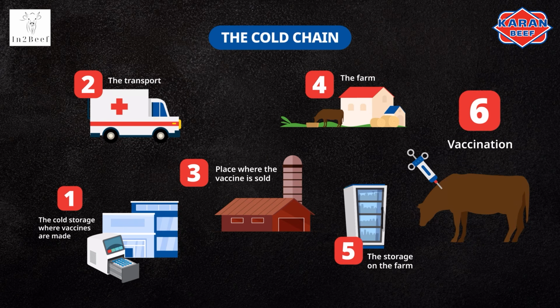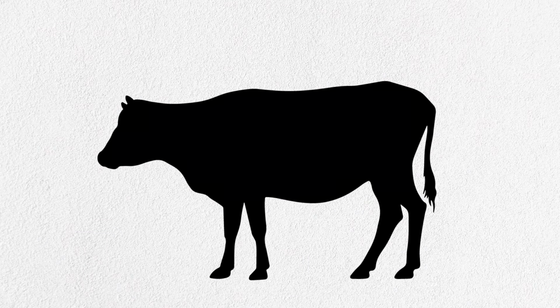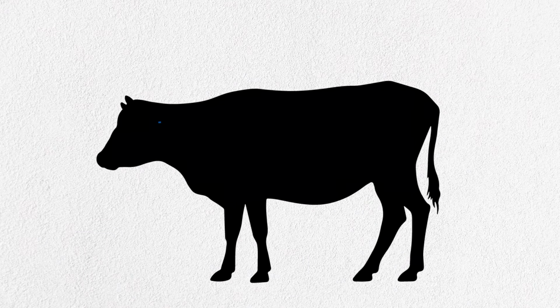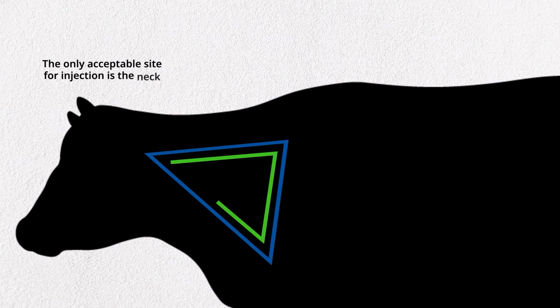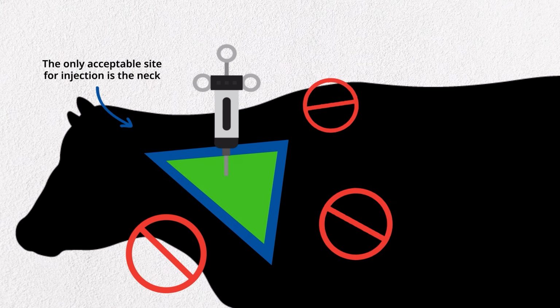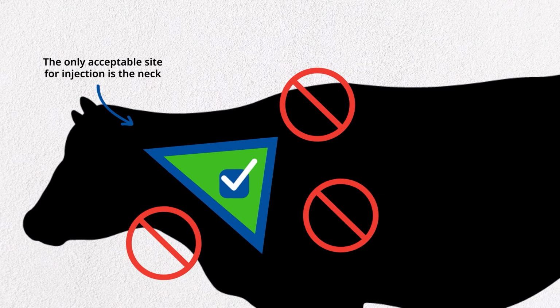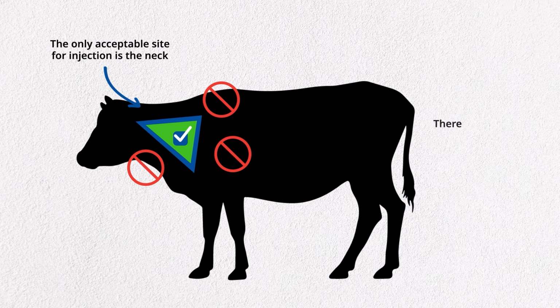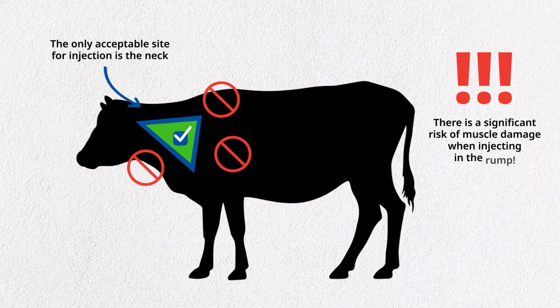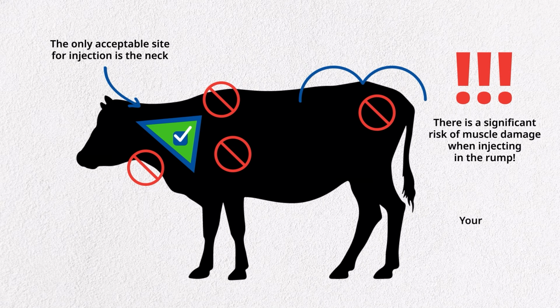when vaccinating. To safely inject your cattle, bear in mind that the only acceptable site for injection is the neck as per the figure shown. Especially important to remember is that there is a significant risk of muscle damage when injecting in the rump. Your most valuable meat is in this area.